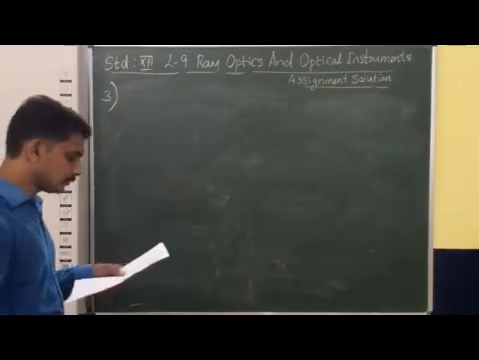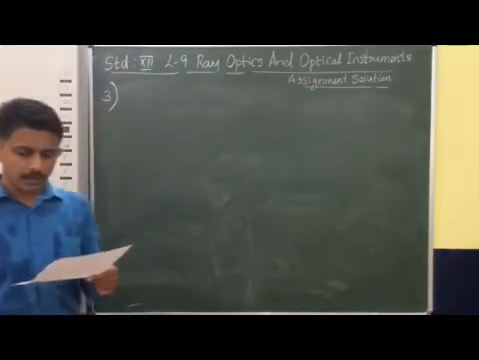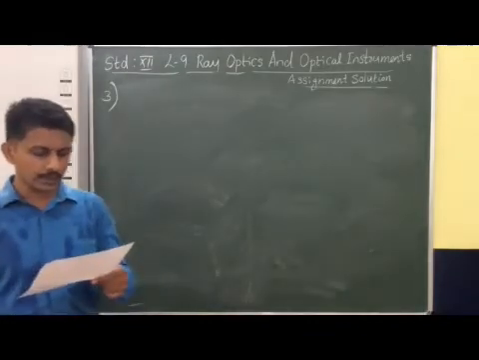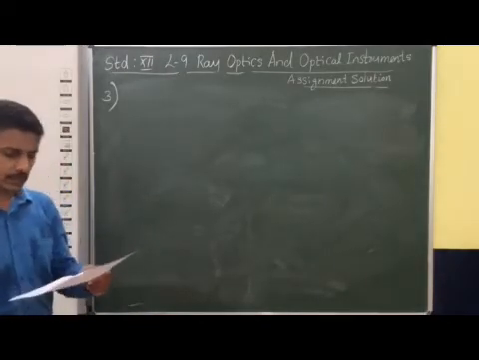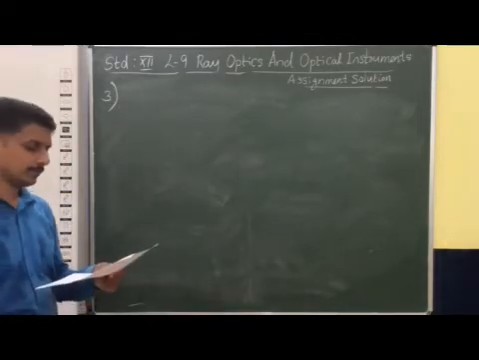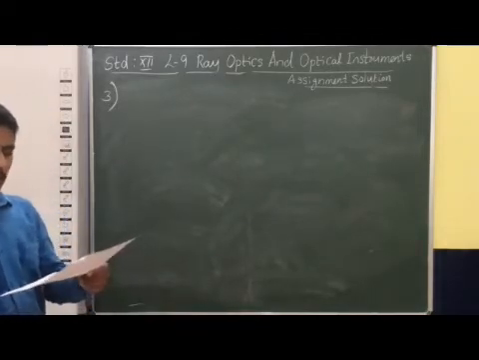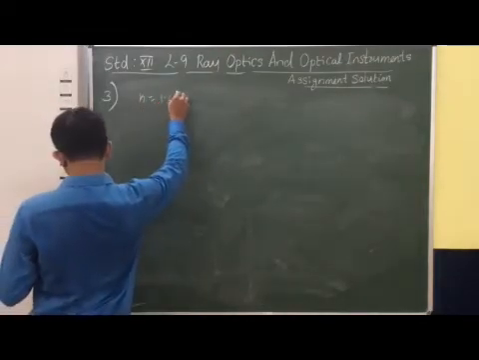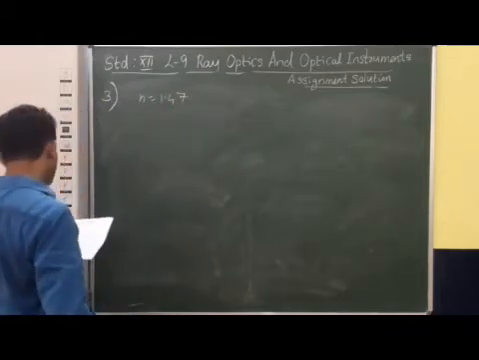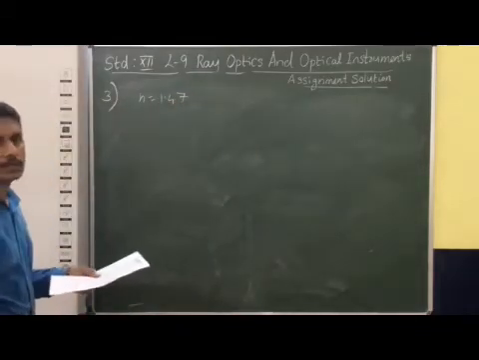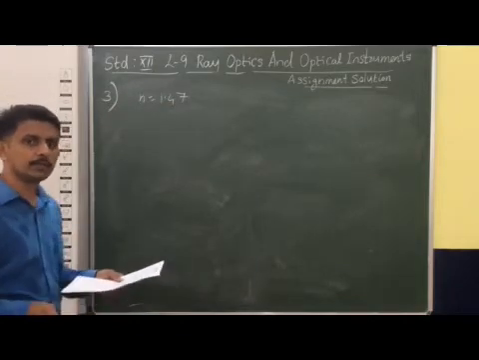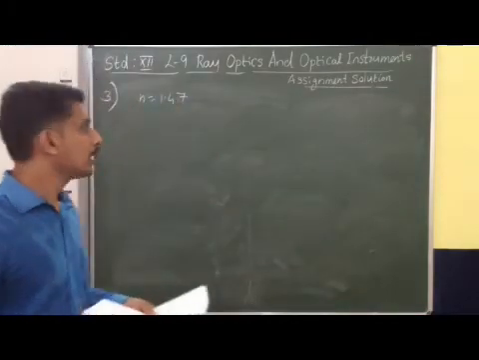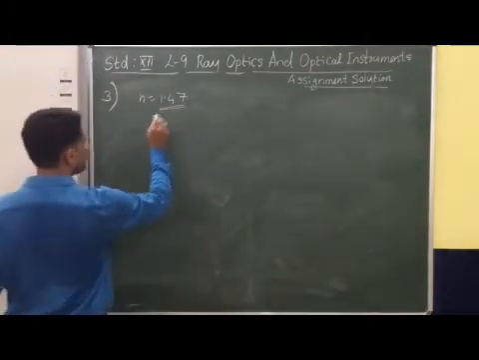A magician during a show makes a glass lens with refractive index 1.47 disappear in a tank of liquid. What is the refractive index of the liquid? Could the liquid be water? So you can see that a glass lens of refractive index 1.47 is given and that lens has disappeared. If a lens disappears in a liquid, that means the refractive index of that liquid should be 1.47.